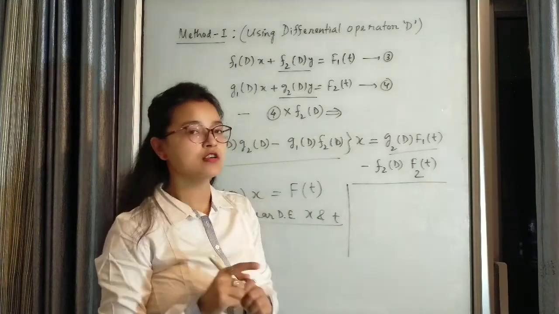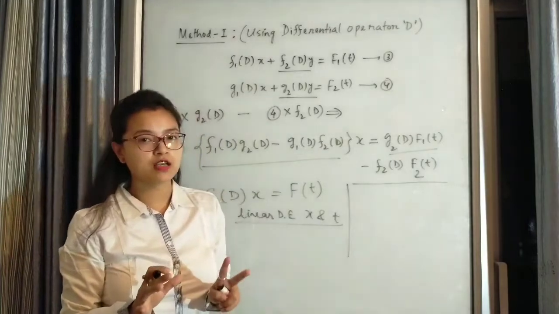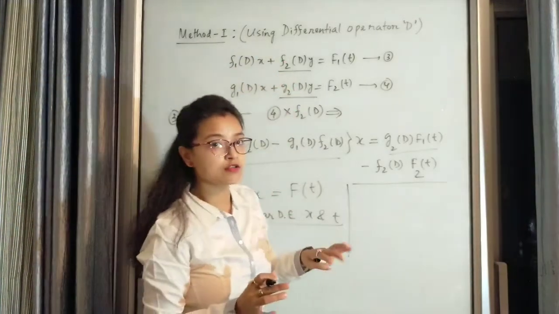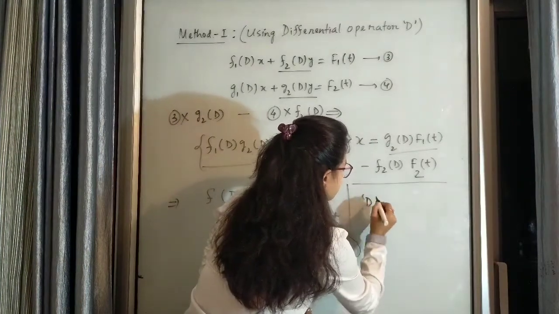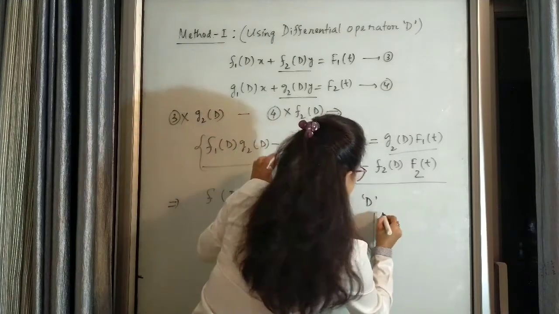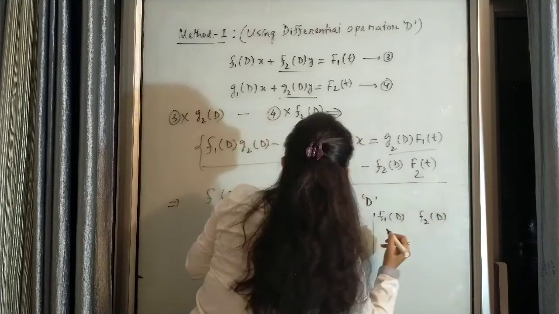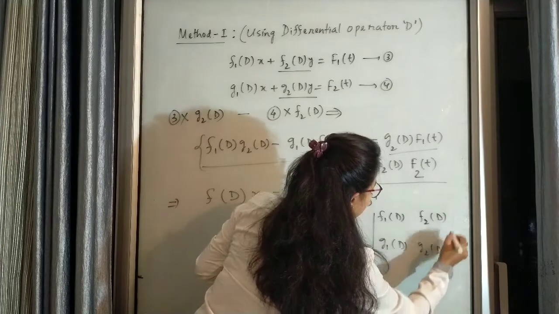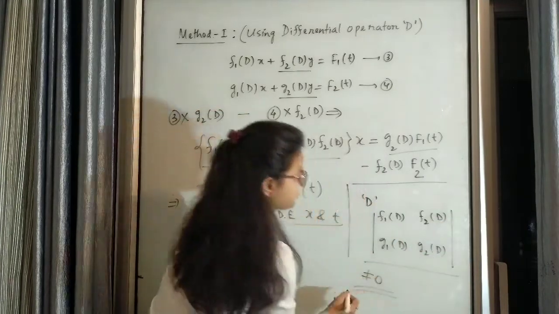Students, here one important point you have to remember: the number of independent arbitrary constants in the general solution of this system is equal to the order of the operator D in this determinant, f1(D), f2(D), g1(D), g2(D), provided this determinant is non-zero.